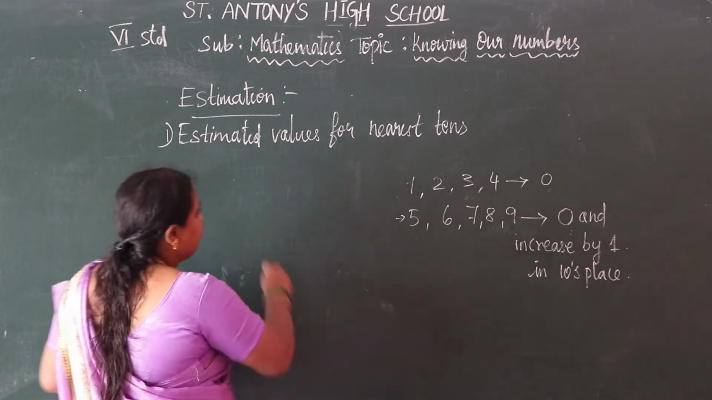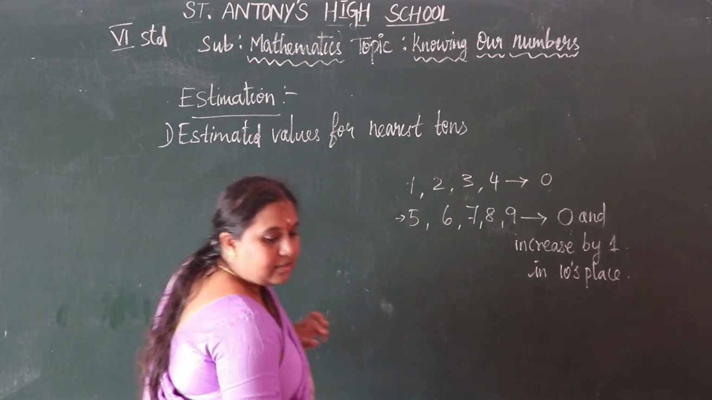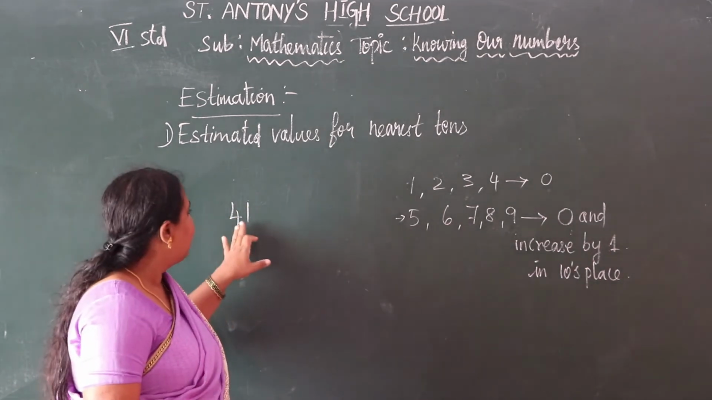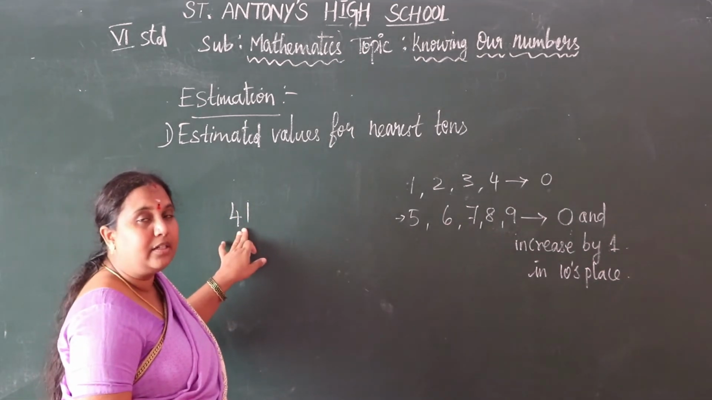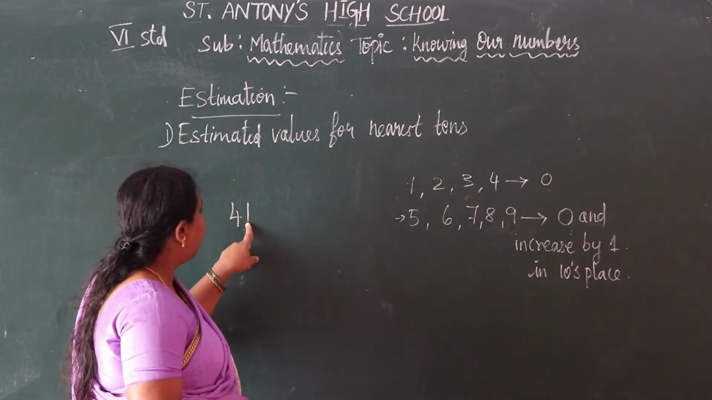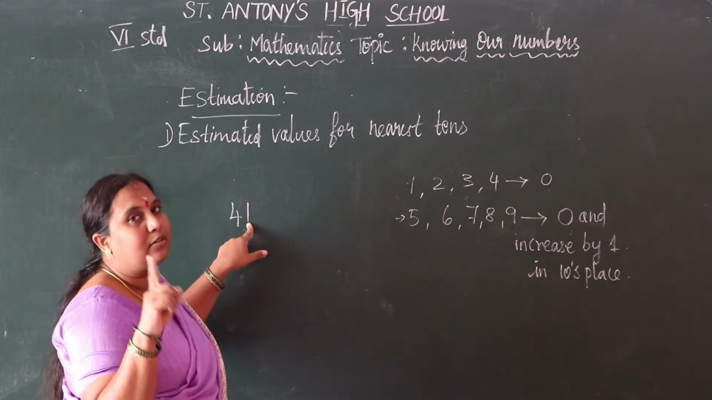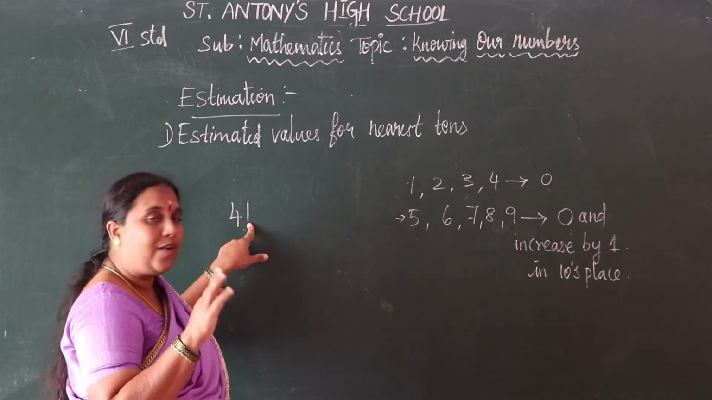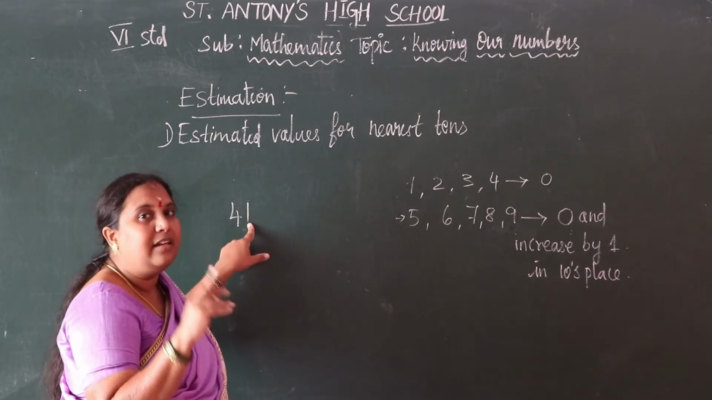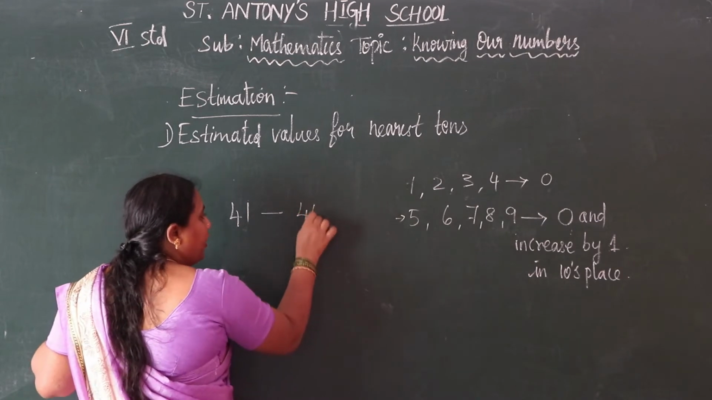It is given in your textbook. See 41. So 41 means we can round it off to the nearest 10. In units place there is a 1, so it comes under rule 1. Rule 1 means only the units place changes into 0, but no change in tens place. So the estimated value of 41 is 40.